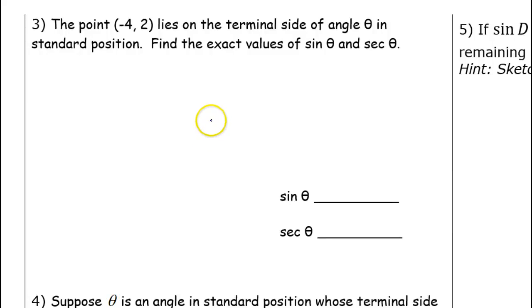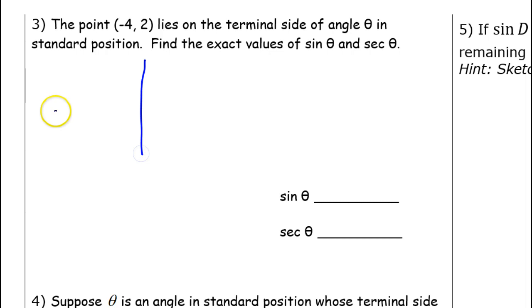Alright, in this video I'm going to show you how to find any trig value that you want if you were given a point on the terminal side of the angle. So in this case we're given that the point -4, 2 lies on the terminal side of this angle. So I recommend drawing yourself a little sketch.